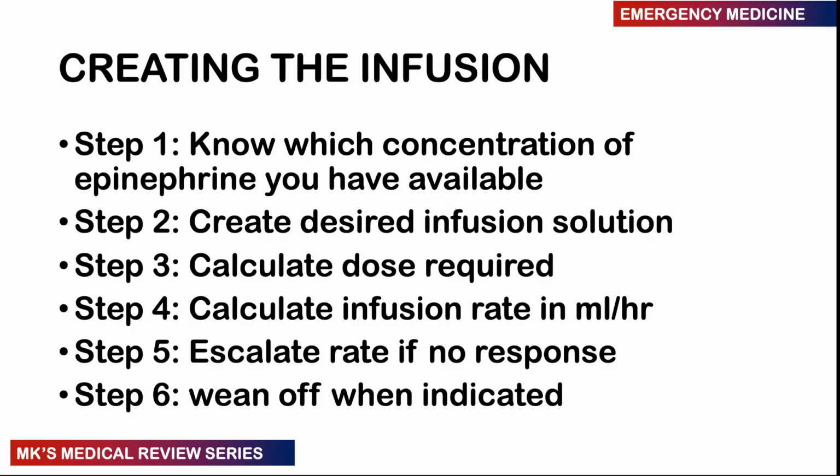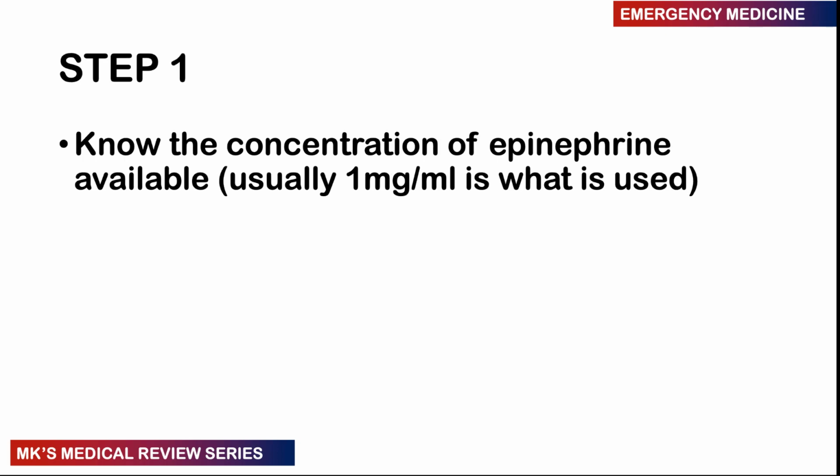So again, remember that step 1 is you want to know which concentration of epinephrine you have available. Step 2, you want to create the desired infusion solution. Step 3, you want to calculate the dose required. Step 4, you want to calculate the infusion rate in mils per hour. Step 5, you want to escalate the rate if there's no response. And step 6, you want to wean them off when indicated. Remember that step 1, our usual epinephrine dose that we use is 1 milligram per mil. That's what we're going to be using.